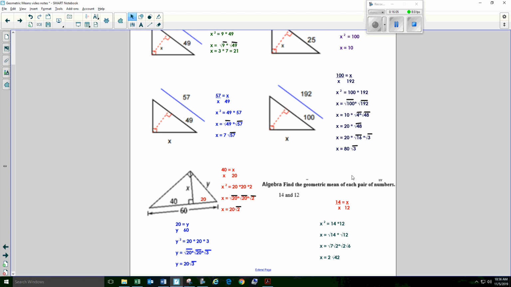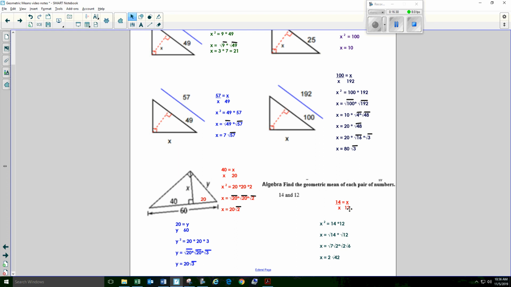All right, the last type that you will see is a problem like this, and this has been on the DCAS as well. It says find the geometric mean of each pair of numbers. That means, notice this, find the geometric mean. The mean is what we don't know. So you put x in the mean spot, and then the two numbers they give you, and this will always be the case, they'll always give you the two extremes, so 14 and 12.